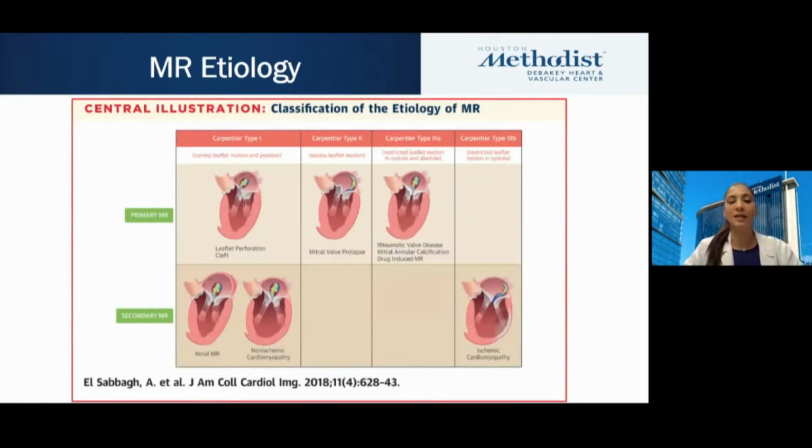Mitral regurgitation can be divided into two broad categories: primary mitral regurgitation and secondary mitral regurgitation. And this is the Carpentier classification of mitral regurgitation. If we start with the primary MR, this could be caused by leaflet perforation, a cleft in the mitral leaflet, prolapse, rheumatic mitral valve disease, mitral annular calcification, or drug-induced mitral regurgitation. Secondary MR is divided into atrial mitral regurgitation caused by atrial dilation, non-ischemic cardiomyopathy, and ischemic cardiomyopathy.